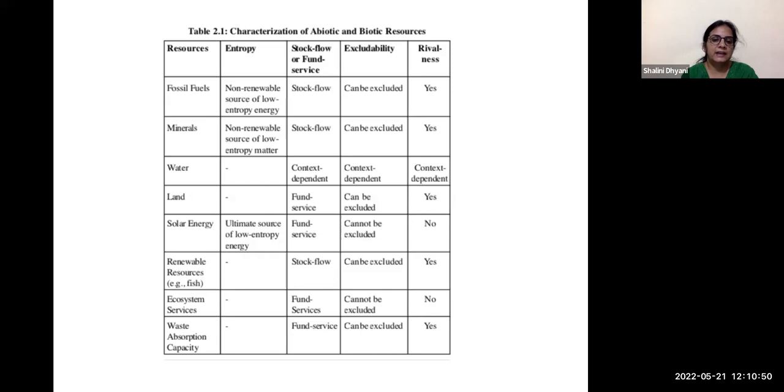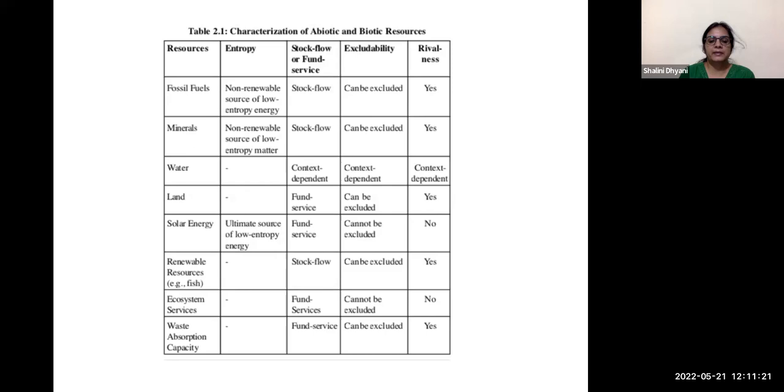Again, solar energy is the ultimate source of energy, and it is good for both biotic and abiotic services. And it has a good amount of low entropy energy, and if it is usefully used, it can be converted into good material benefit. Then again, renewable sources of energy, fish, they are stock flow energy. Ecosystem services are fund services. Waste absorption capacity is fund service.